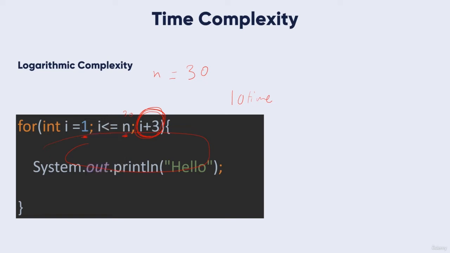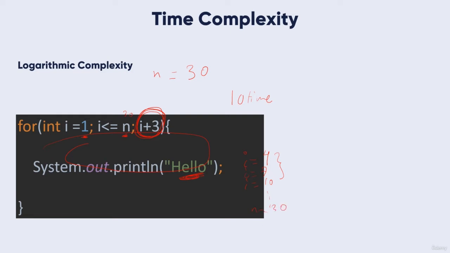1 plus 3 is equal to 4. Now n equal to 4. But it is the first iteration and printing the hello only one time. I becomes 4, and I becomes 7. Then I becomes 10. So these are the iterations through n equal to 30.